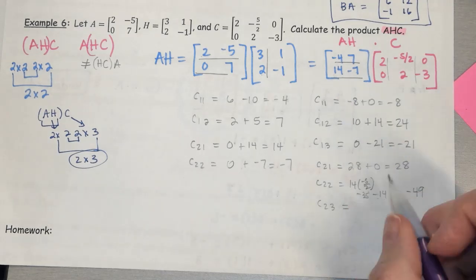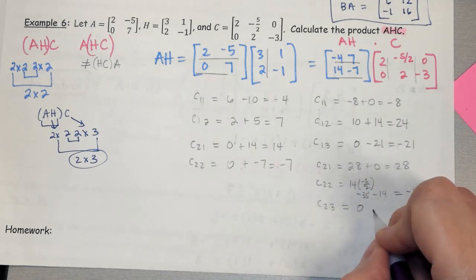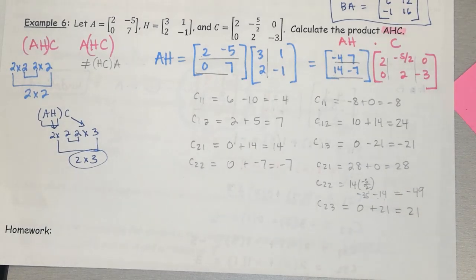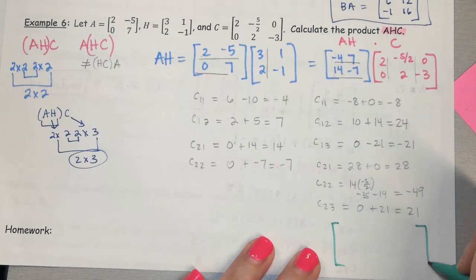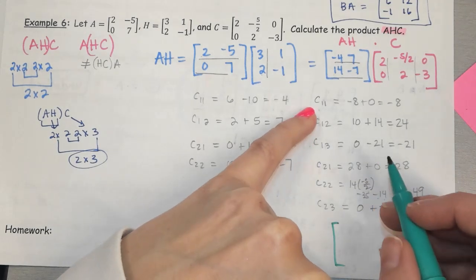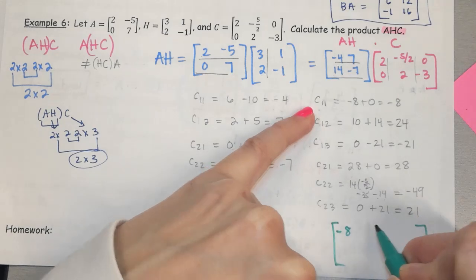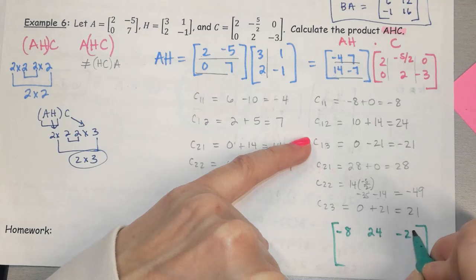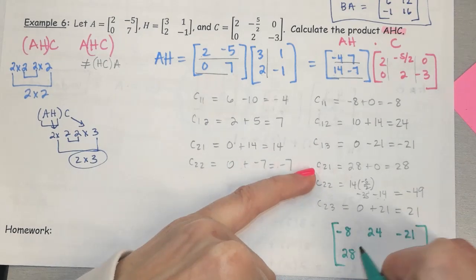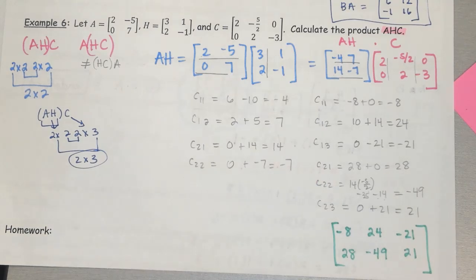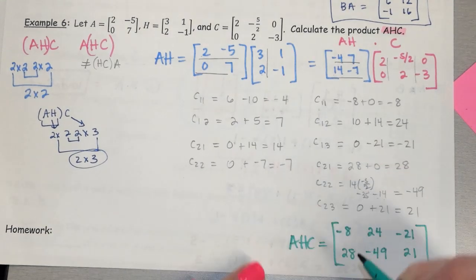Okay, and then for the last one, anything times 0 is 0. Negative times a negative is going to be a positive 21. And then we're going to write our final answer in our 2 by 3. So first row, first column. First row, second column. First row, third column. And I like laying them out like this and then putting them in my matrix. So this is A times H times C.